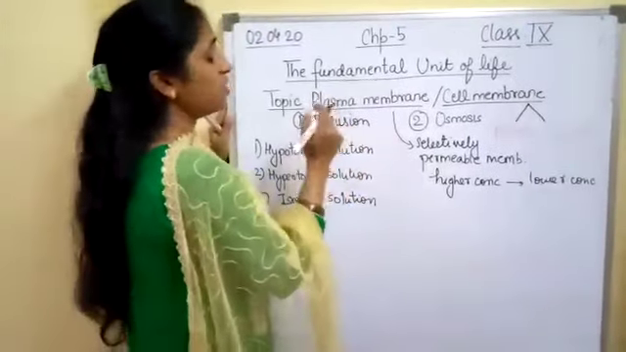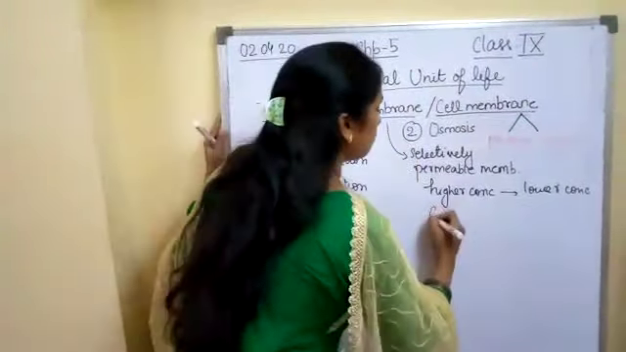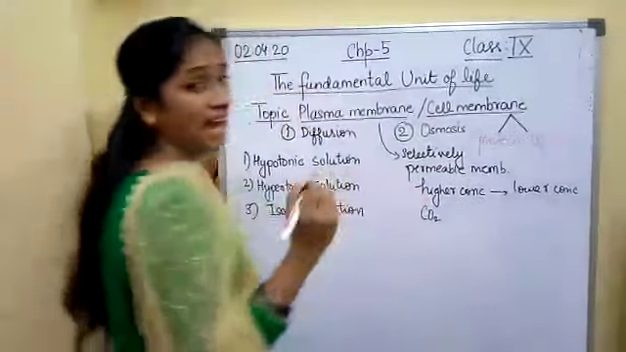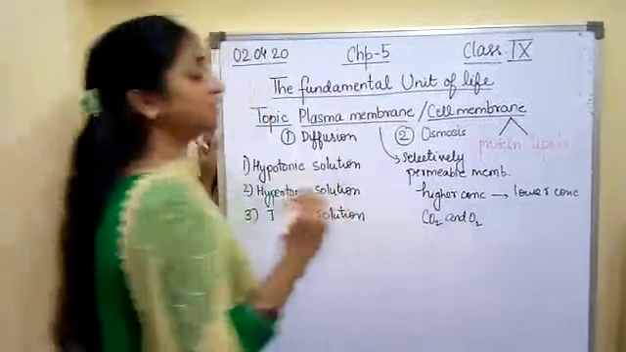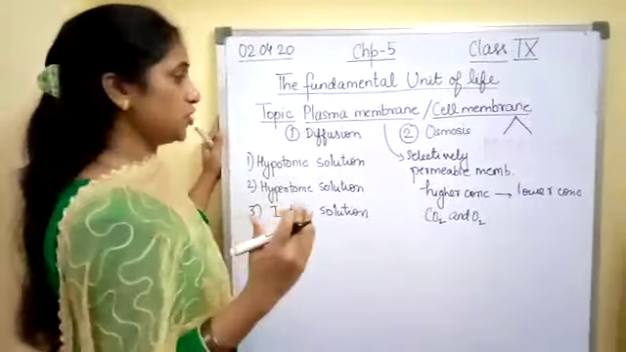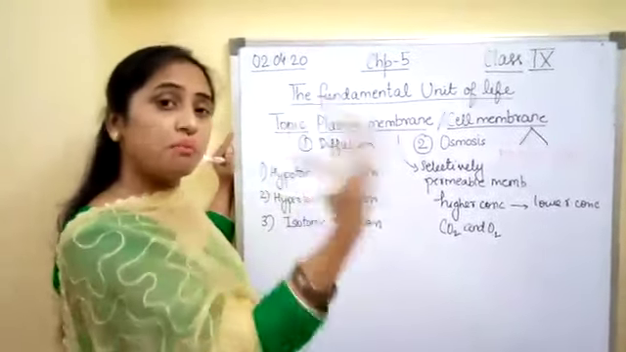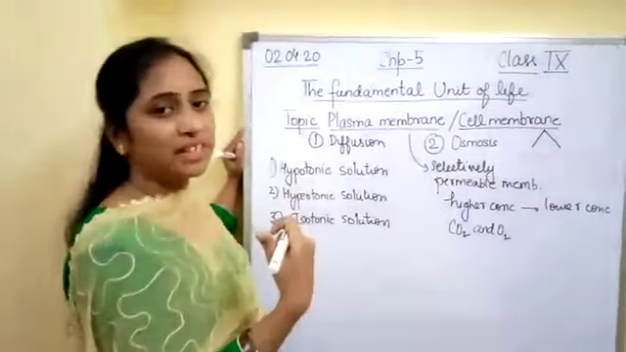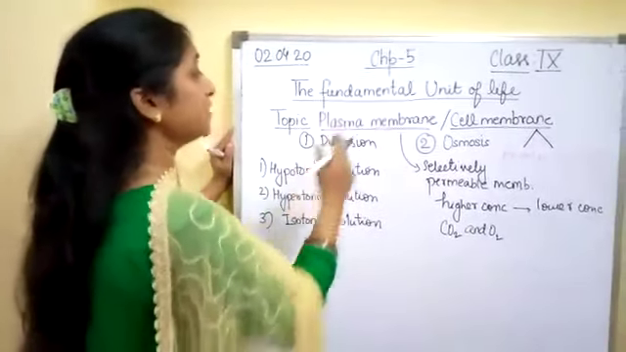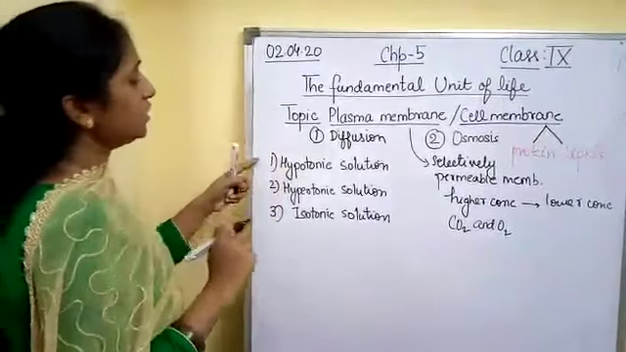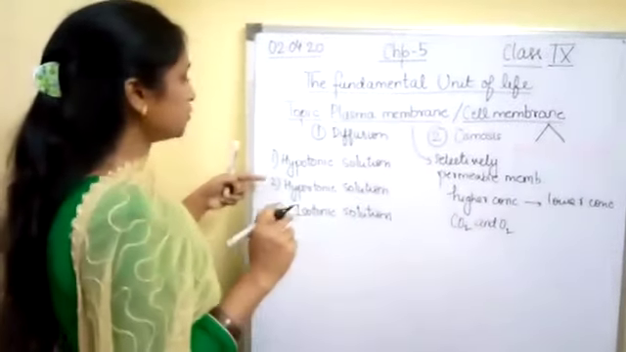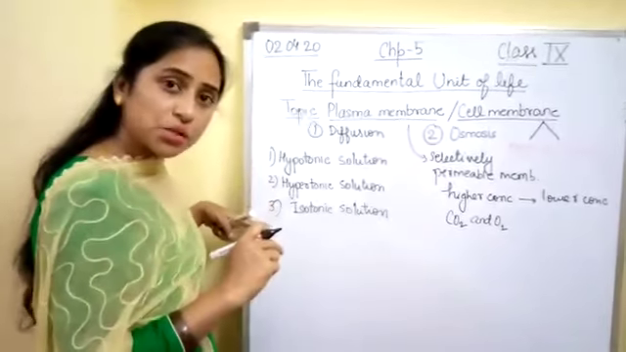So in diffusion, basically what happens? The diffusion of CO2 and oxygen takes place depending upon their concentration. If the concentration of CO2 is more outside the cell, then automatically it will move inside the cell. Now we come to osmosis. In osmosis, we have got three types of solution: hypotonic solution, hypertonic solution and isotonic solution.